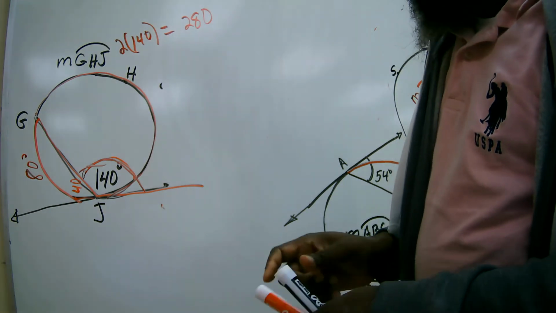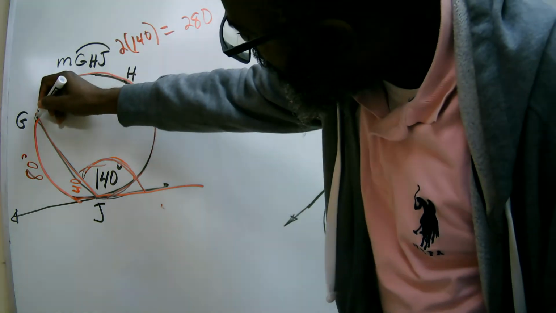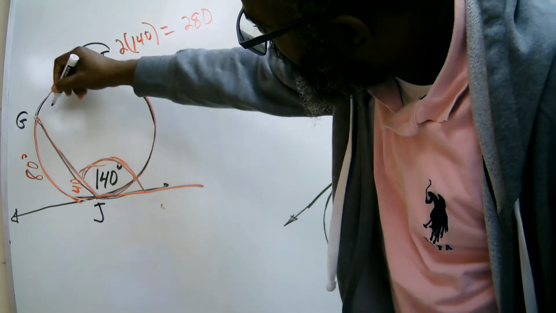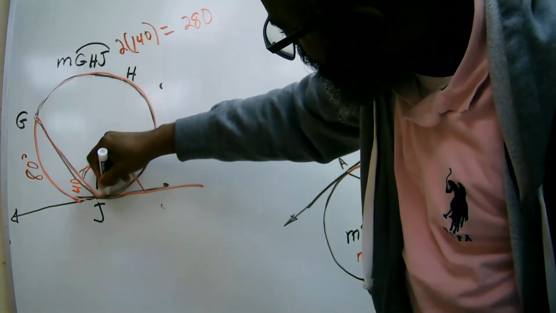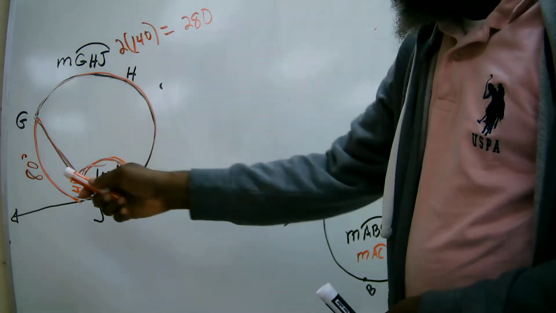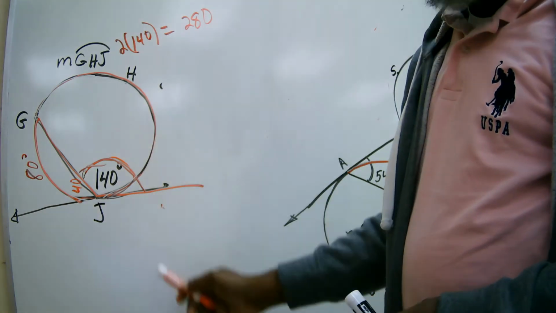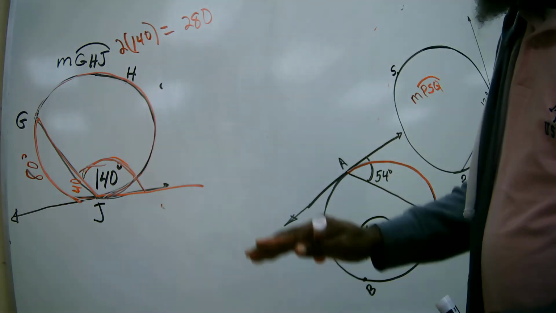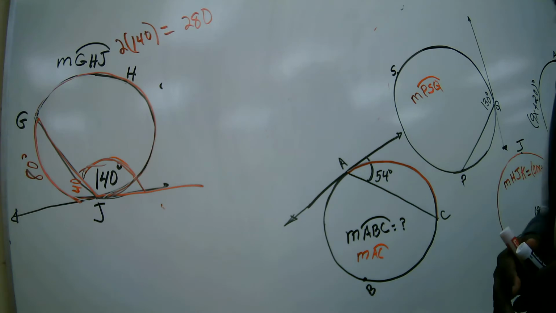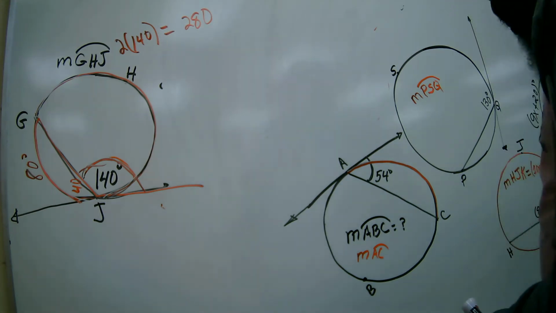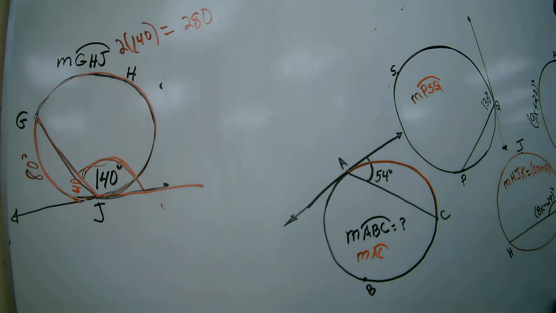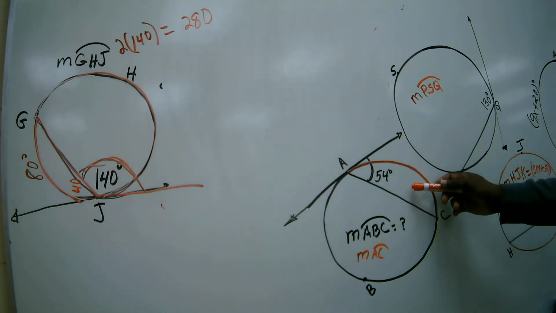So you will see that this arc is 80, and this arc is 280. When you take 80 plus 280, it will give you 360. So the entire circle will always add up to 360 degrees. So this is how you work this one out. So we have another example here.